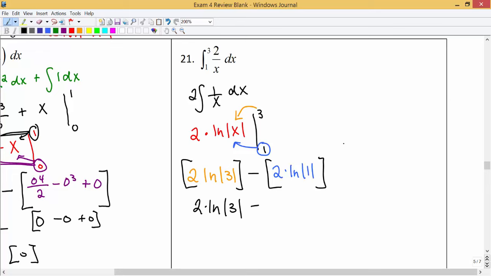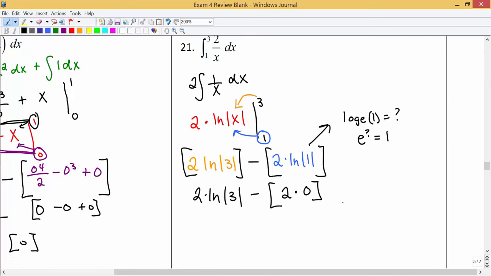The ln of 1, so that's, remember what that's saying. That is saying that log base e of 1 would equal what? So we say e to what power would give us 1. And of course the answer for that would be 0. So what we really have now is just 2 times 0. And of course, 2 times 0 is 0. So we have 2 times ln of 3 minus 0, which of course is just 2 times the ln of 3.